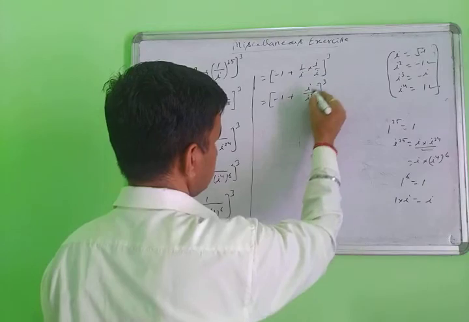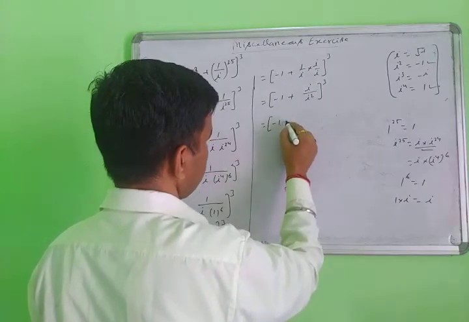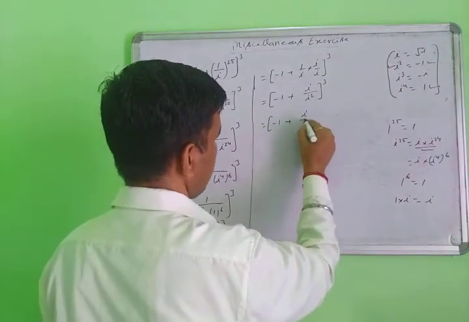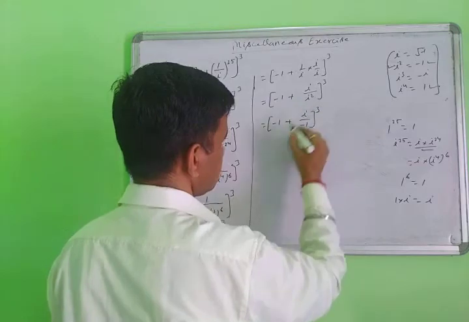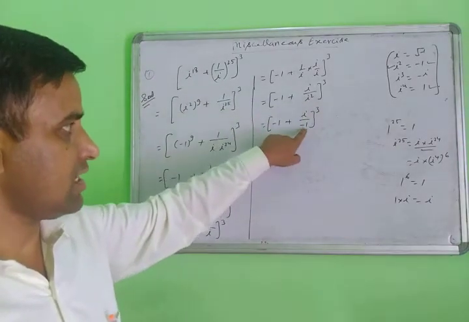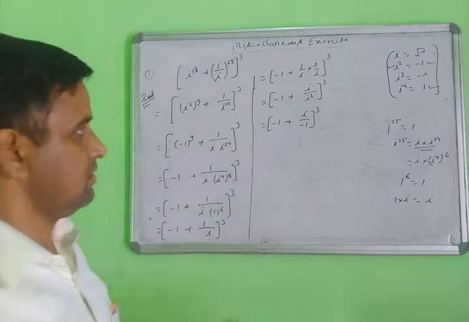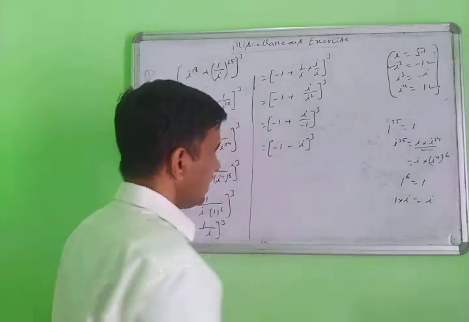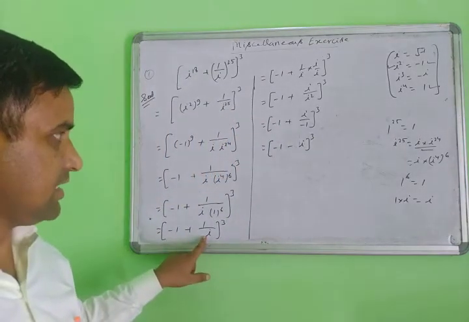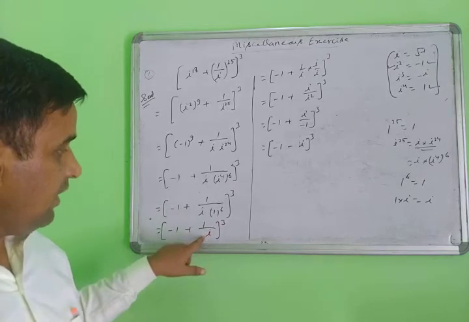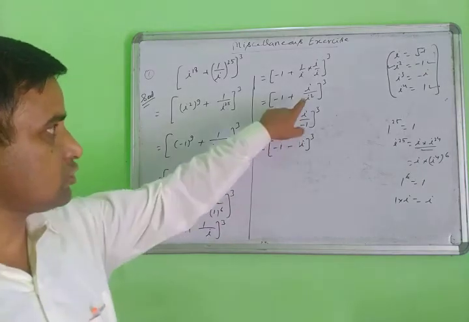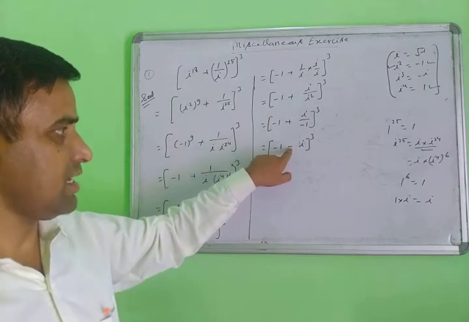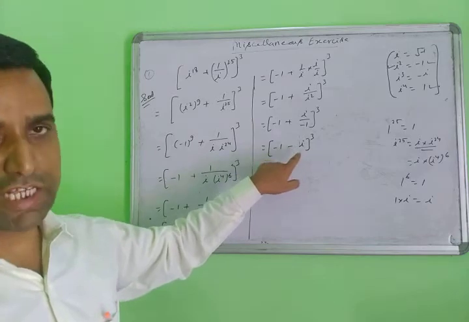The whole exponent is 3. The value of iota square is minus 1, so it becomes minus 1 plus iota upon minus 1, whole power 3. Then this is converted to minus 1 minus iota, exponent 3. It means your denominator portion has been solved, because iota square came here as minus 1, and plus minus becomes minus.